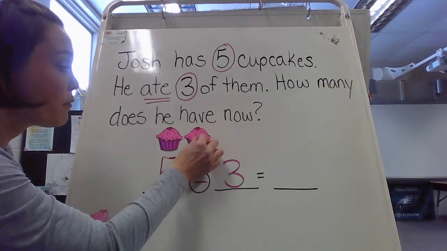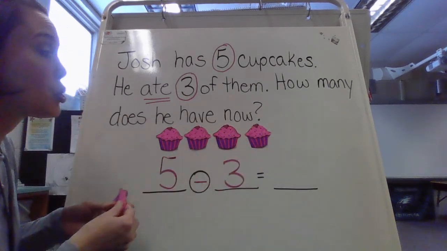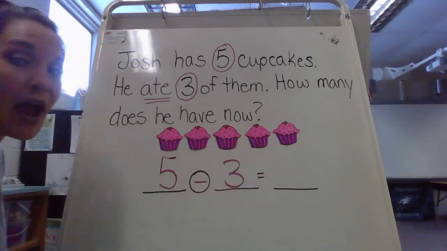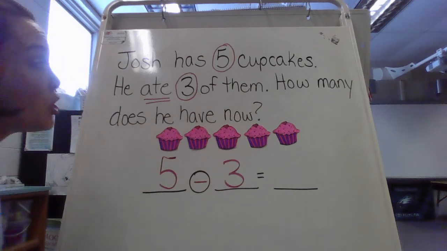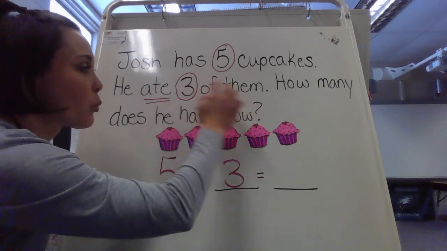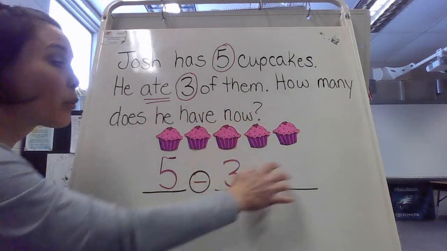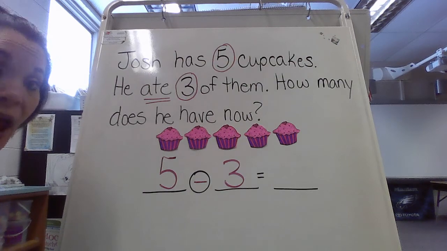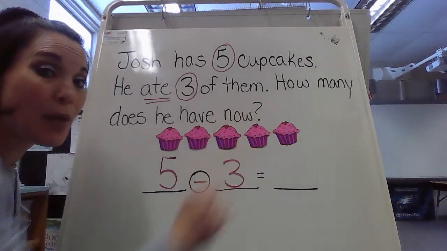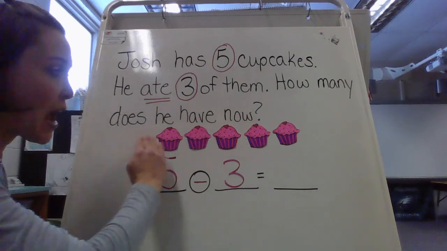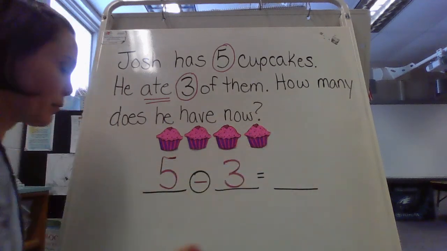I'm going to show you 5 cupcakes because that's what Josh started with. Let's double check and make sure I have 5. 1, 2, 3, 4, 5. So I don't want to put 3 more on there because I'm taking away the 3 from the 5 that Josh has. So I don't want to put 3 more on because I'm taking them off. So watch, I have 3 cupcakes. I'm going to take away 3.